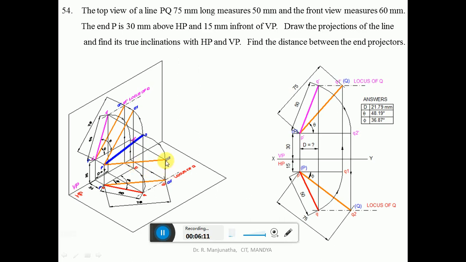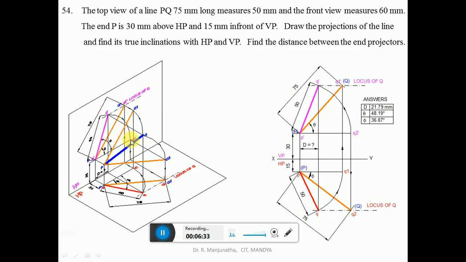So this is in space. This is how we get it when we are doing it by construction. So you are going to get this dash dot line. This is going to be the locus of Q in the top view. Then join P and Q2 with a little bit darker than the projector line. So you are going to get this point. Now we need to find out the front view and the top view.